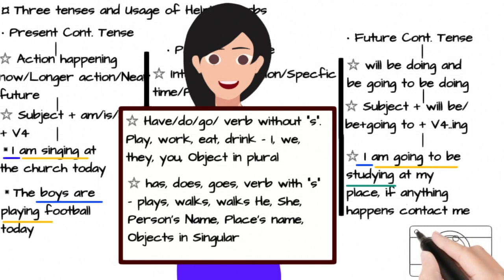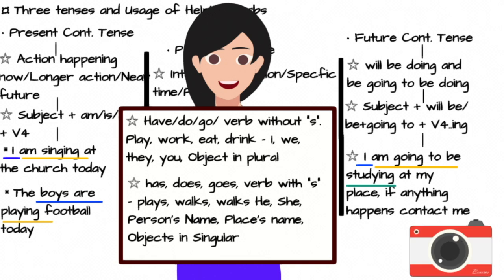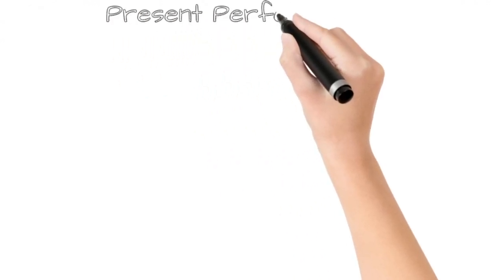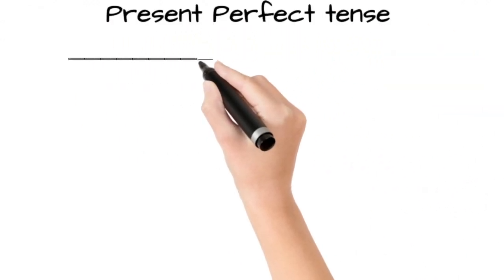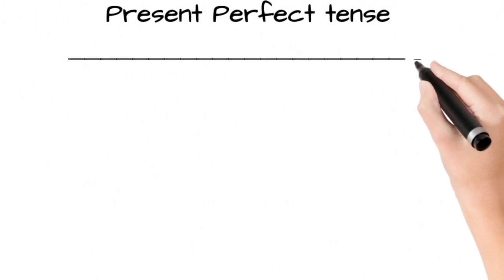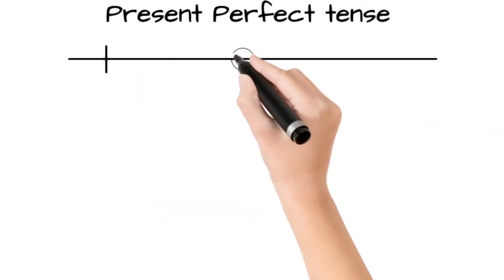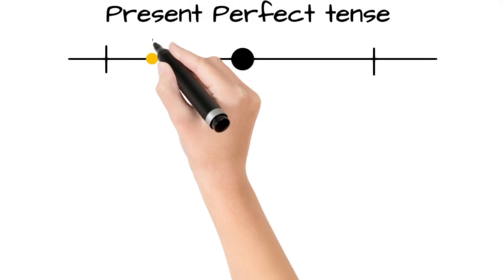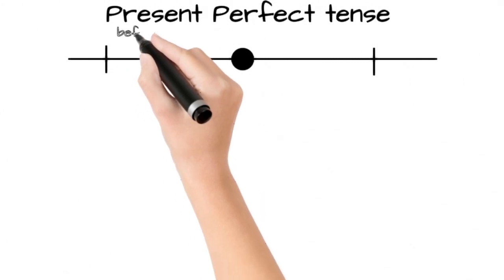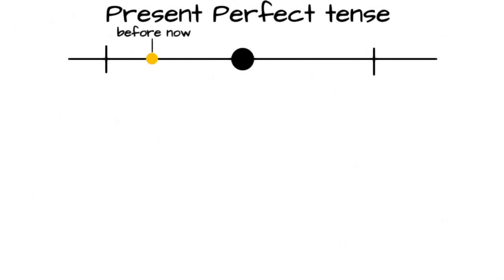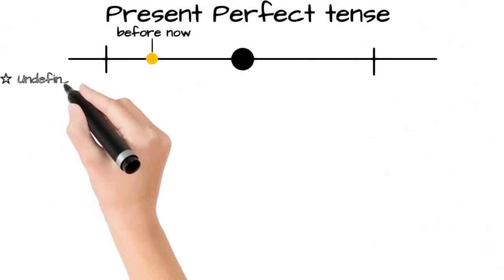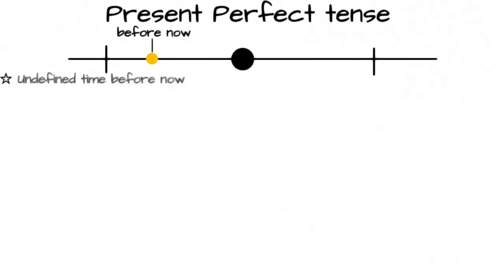So now, today let us understand the other 3 tenses. The first tense we will understand today is the present perfect tense. Assume that this is the timeline. The present perfect tense is used to show an action that has taken place once or many times before now. Let's look at the usage. It is used for unspecified time before now. We use the present perfect to say that an action happened at an unspecified time before now. The exact time is not important.